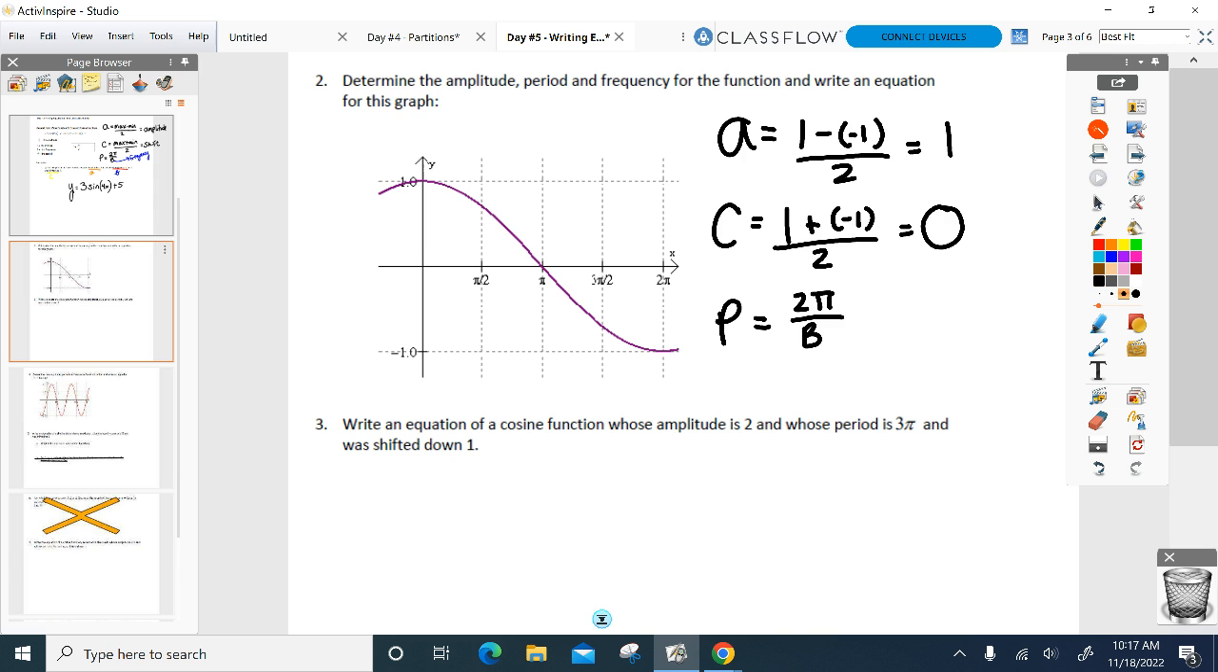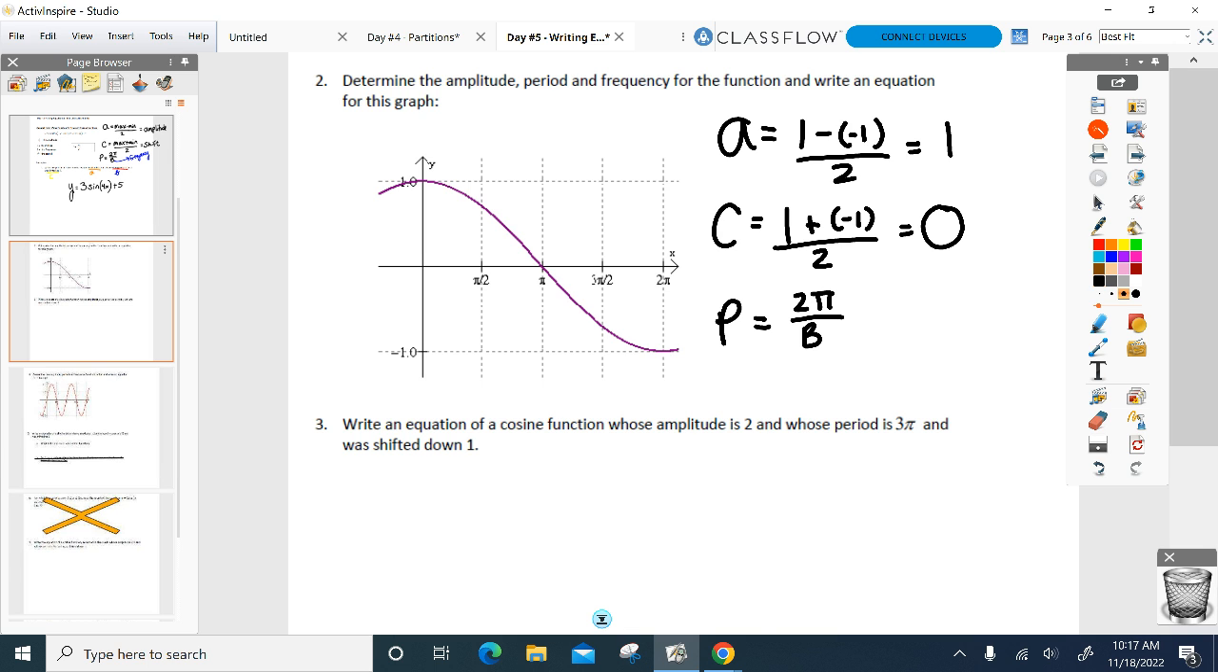But if I'm going to get the B, I need to know what the period is. So let's review what period means again. That is going to be where on the x-axis this curve ends and starts repeating again. Where is the point on the x-axis that this curve would end and start repeating again?